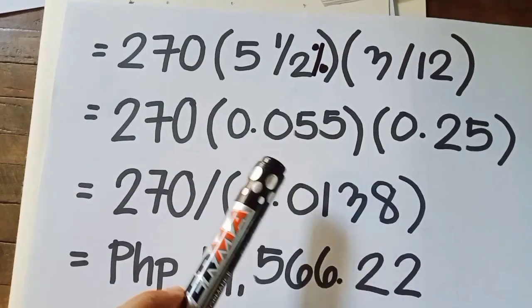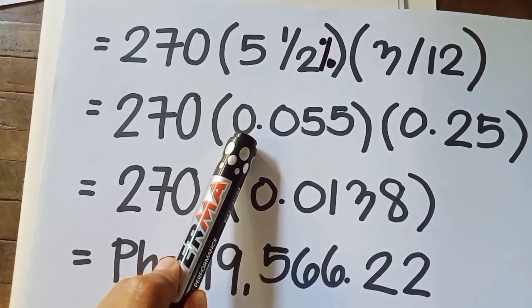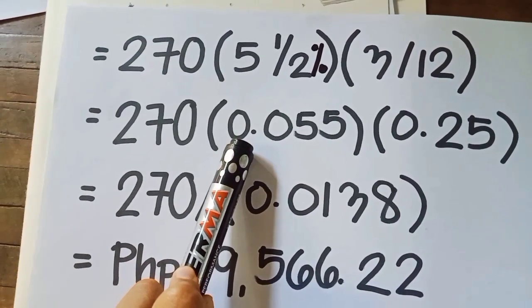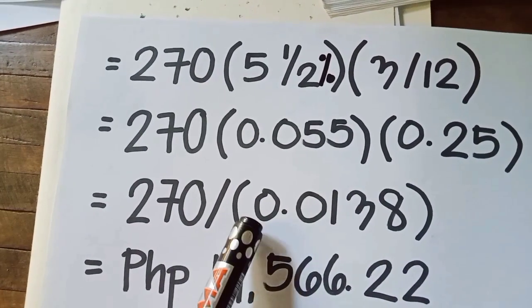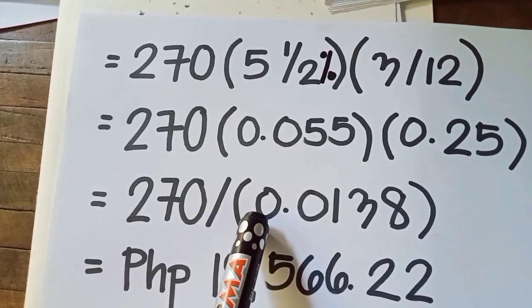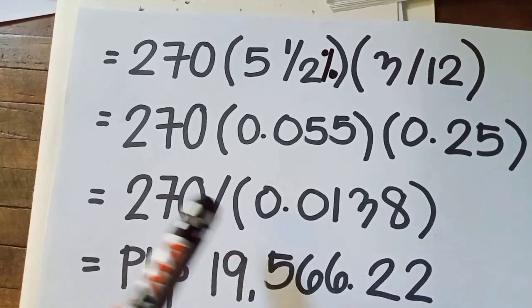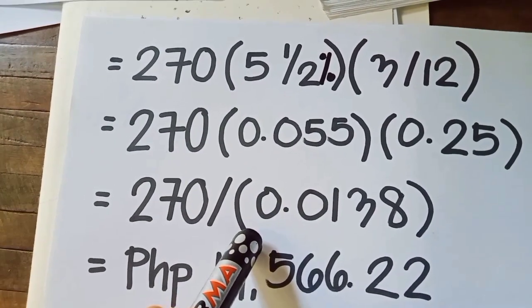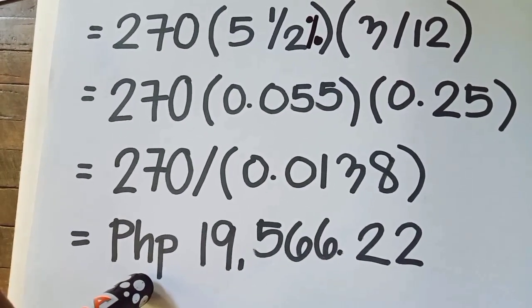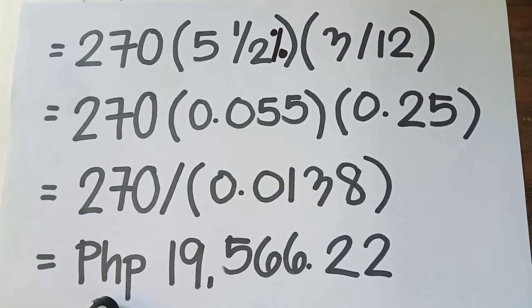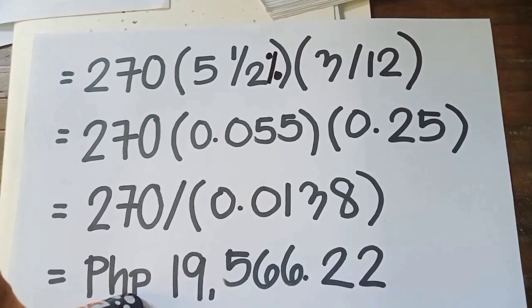So we will multiply the 0.055 and the 0.25, so it is 0.0138. So 270 divided by 0.0138 equals 19,562.22. So the principal is 19,566.22.